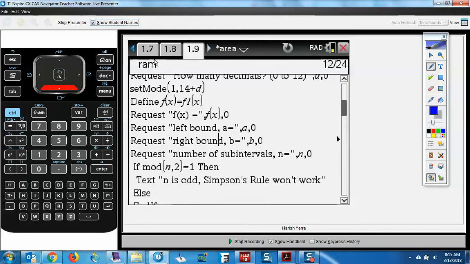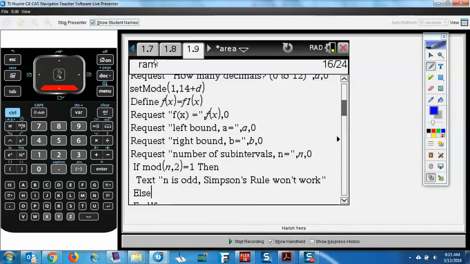So when you ask how many decimal places, it puts that in, and then this is another mode. This is a mode setting for that, and this is where f of x is. That's why that f1 of x shows up. And so you're just storing these requests, or just those dialog boxes, just storing values into variables, A and B, number of subintervals N. Keep going down here.